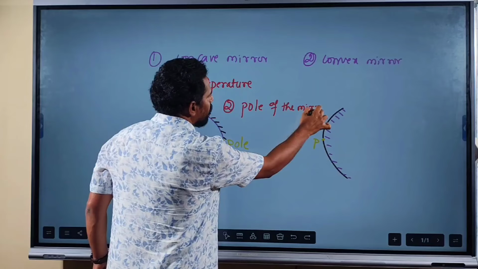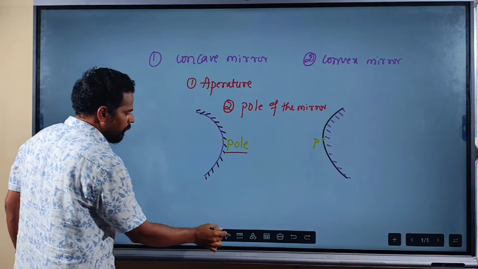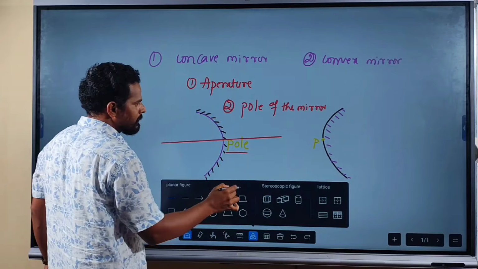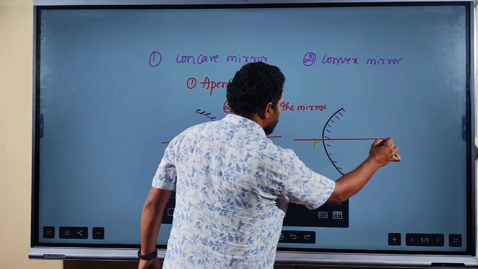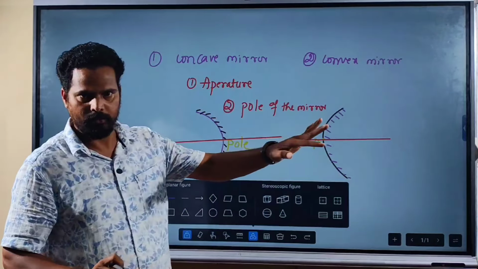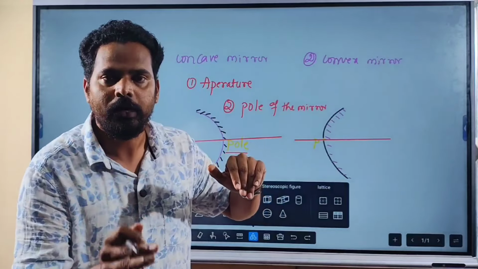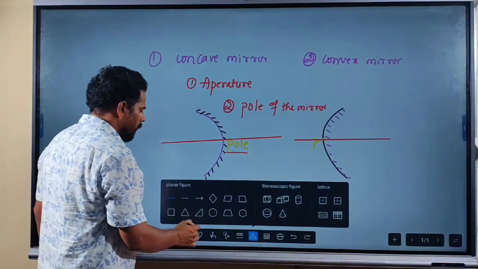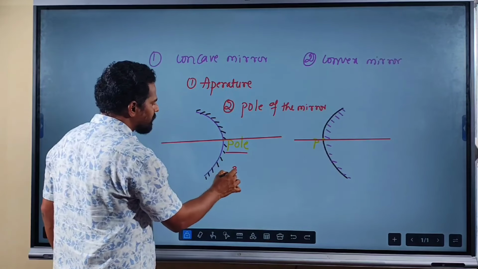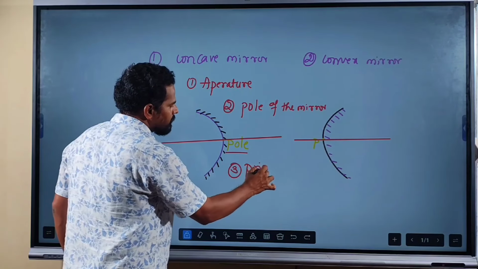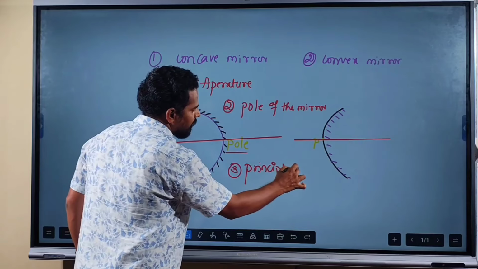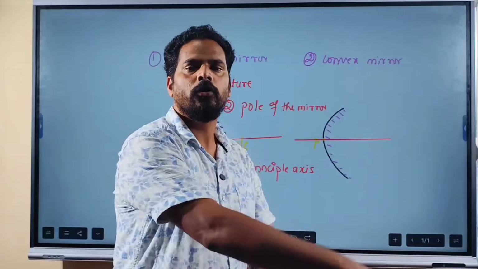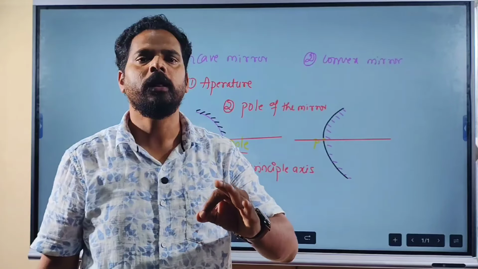Now third one, a straight line passing through the pole of the mirror, like this. It passes here, it passes there. A straight line passing through the pole of the mirror is called the principal axis. Very, very important, right?